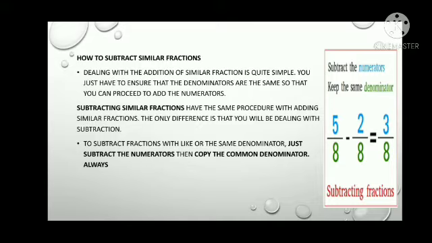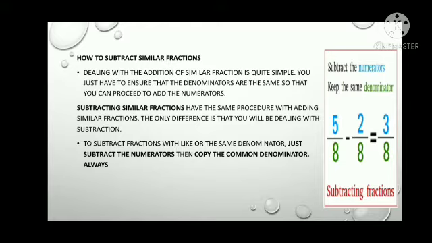In our image, we have the first fraction 5/8 minus the second fraction 2/8. You have already noticed that the denominators are the same. The difference is the operation, wherein this time we will subtract the numerators. And same thing as addition, we will copy the denominator.